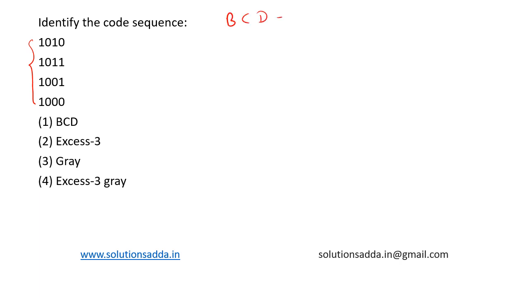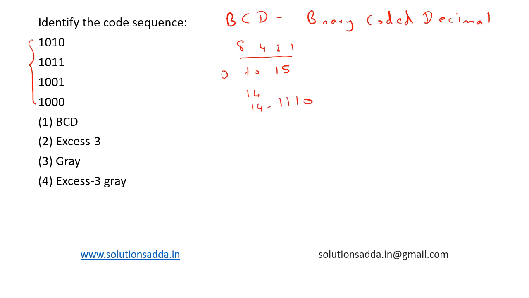First one is BCD. BCD stands for binary coded decimal. It is a binary encoding of decimal numbers where each decimal digit is represented by a fixed number of binary bits. It is usually a representation of 8421, that is, each decimal digit is represented with 4 bits. So from 0 to 15, we can represent as it is. But beyond that, for each decimal digit, we represent it in 4 bits. For example, 14 is represented as 1110. This is the BCD representation of 14.